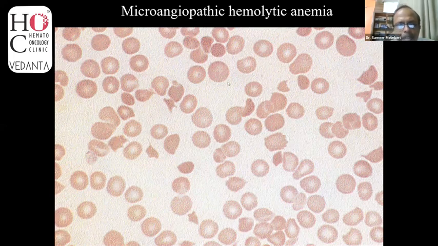Sometimes, if you look at this PBS, there are also some microcytes, some macrocytes, some anisopoikilocytosis, and you will have some pencil cells here and there. So all of these things, if they are mentioned by the pathologist, you can have a cell here which looks like a pencil.